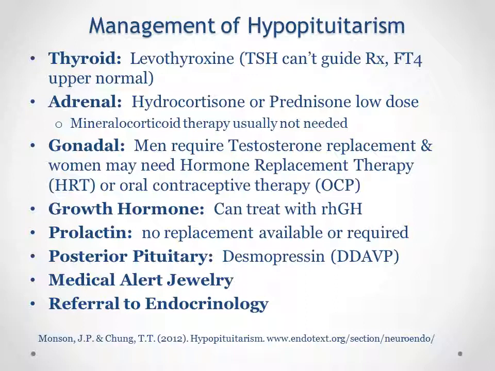For growth hormone issues, patients can be treated with RH growth hormone. For prolactin problems, there are no replacements available or required. If there are problems in the posterior pituitary gland, DDAVP can be given. And of course, it is very critical that the patient is wearing a medical alert bracelet or tags, and always be consulting with their endocrinologist. All of these conditions require referral to endocrinology for those of us working in primary care.